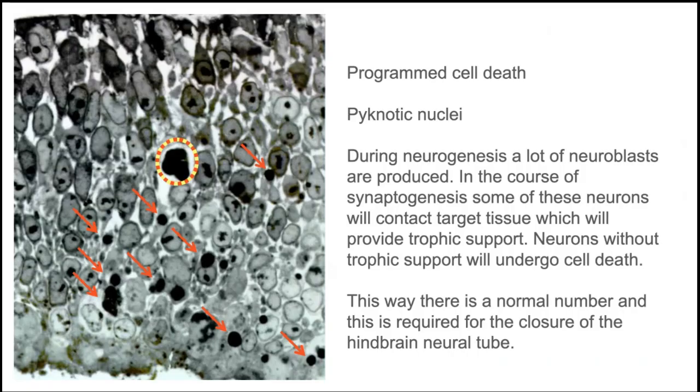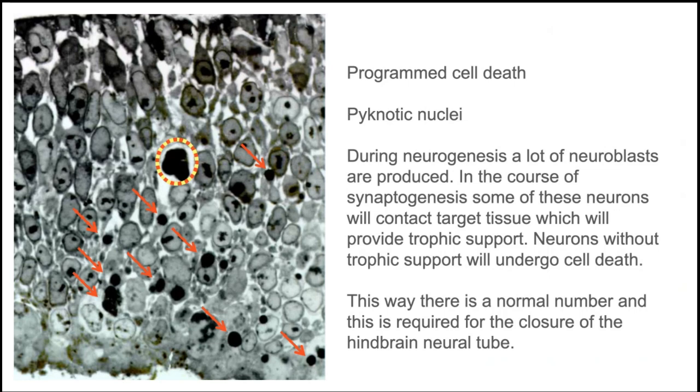Now, another important thing that you guys need to know is that there's programmed cell death, and programmed cell death is very important. You might see these cells with pyknotic nuclei, and these are cells that are undergoing cell death, and they're broken into apoptotic bodies, and then they're going to be phagocytosed.